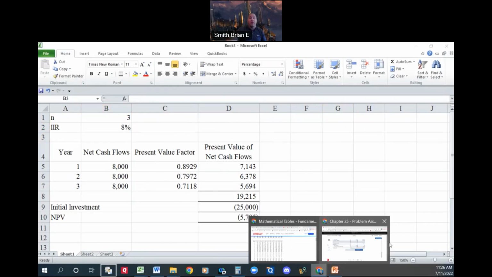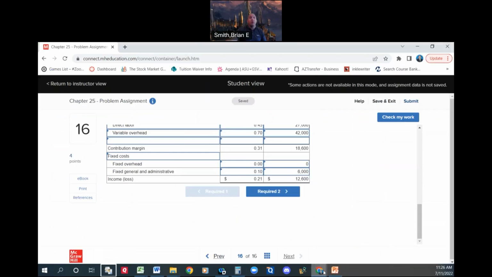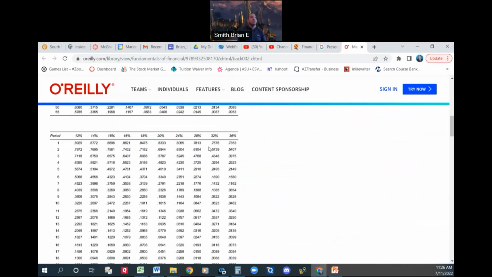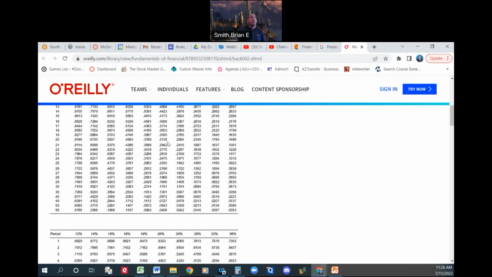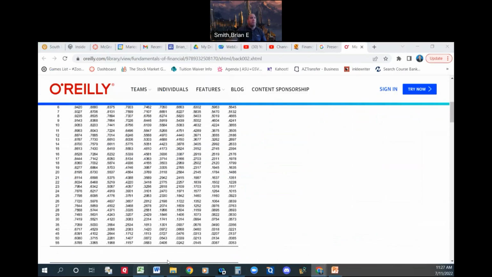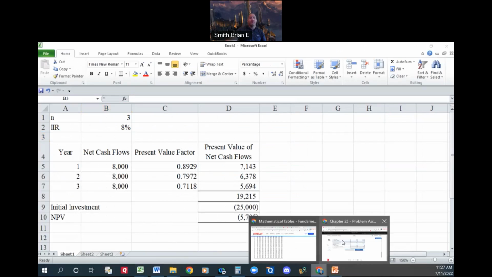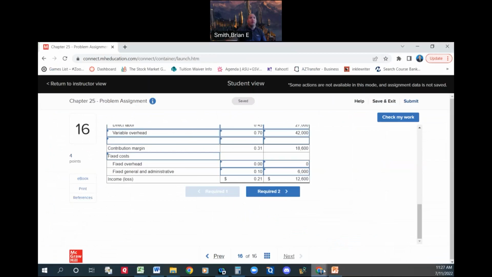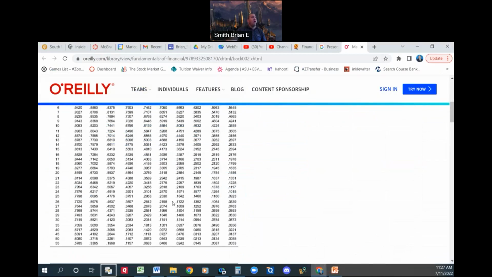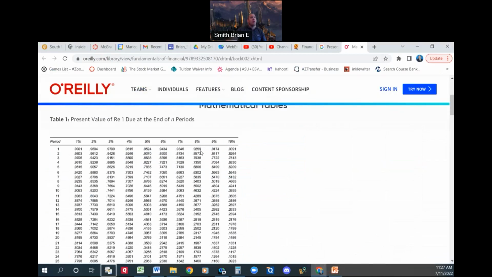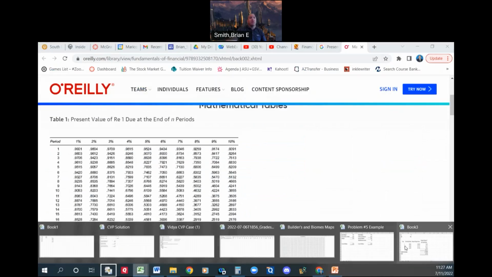So let's go back to the internet. Oops, not that one. Let's go back to the internet and we're going to look for, what did I say, 8%? Yeah, 8%. Wrong one again, Brian. We're looking for 8% and we're going to look up these factors now. So let's get this up.